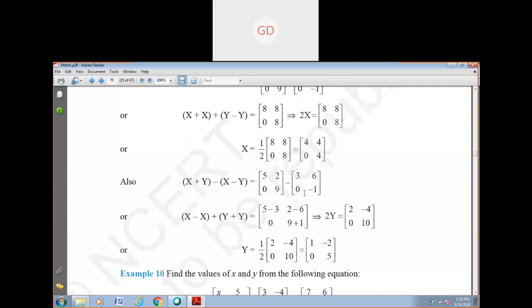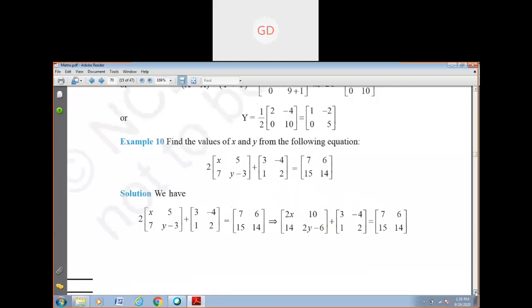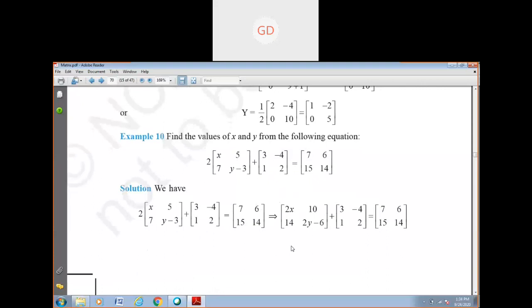We just need to have an understanding of the operations addition, subtraction, and scalar multiplication. With these operations we can handle matrix equations to some extent. This is another, slightly different example. Find the values of x and y from the following equation. This is another matrix equation.